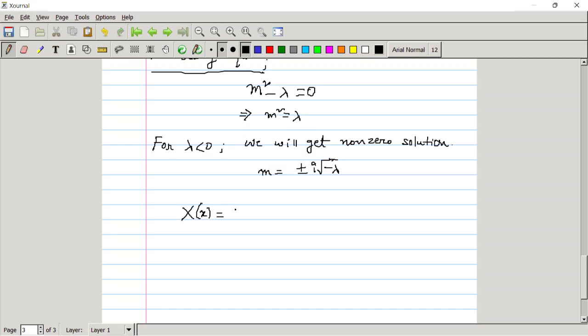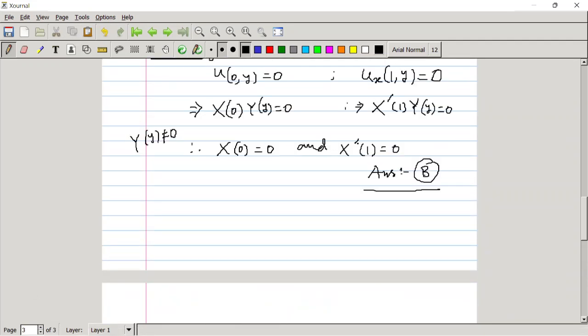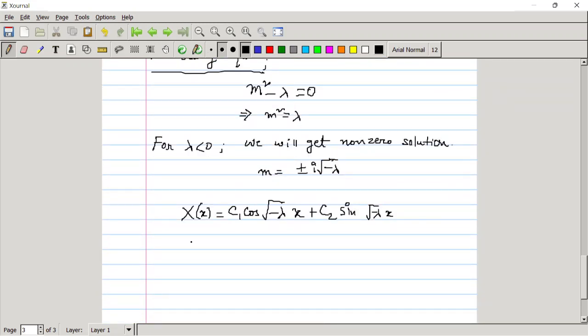So what is my x? X is a cos and sine function. Since the imaginary number is there, x equals c1 cos root over minus lambda x plus c2 sine root over minus lambda x. Okay, this is my x. Now you have boundary conditions at x equal to 0 and x equal to 1 with the derivative x dash. So you have to find capital X dash also. Capital X dash is just the derivative, that is minus c1 root over minus lambda.